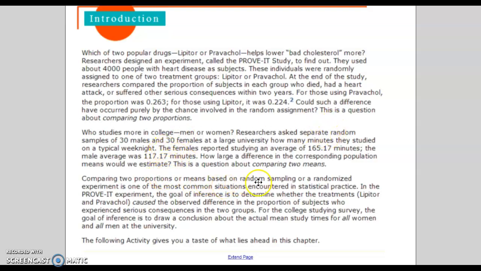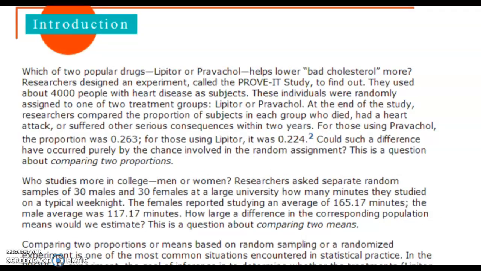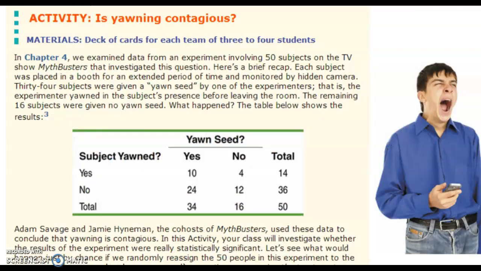This is one of the most common situations encountered in stats. And that's what we're going to be looking at in this chapter, starting with an activity we're going to try to kind of do online. Yay! Is yawning contagious?